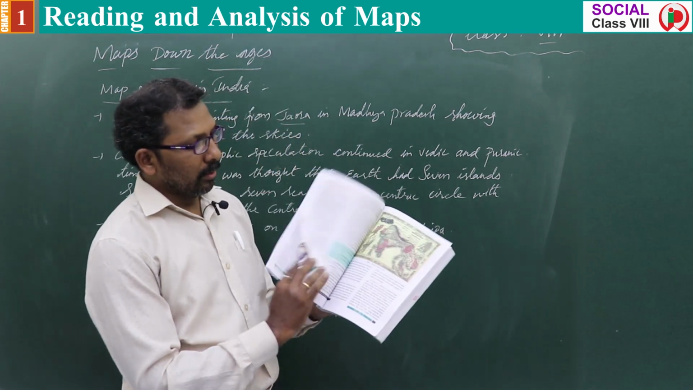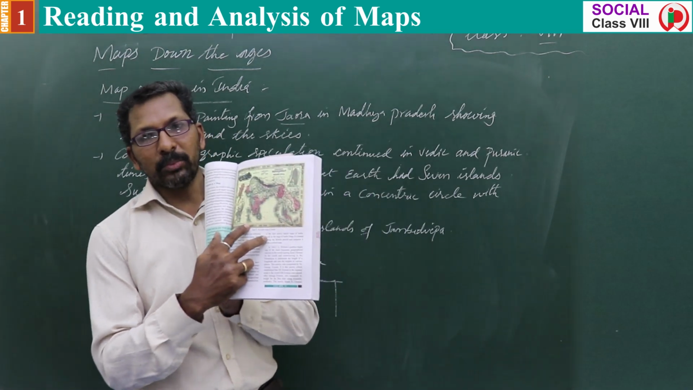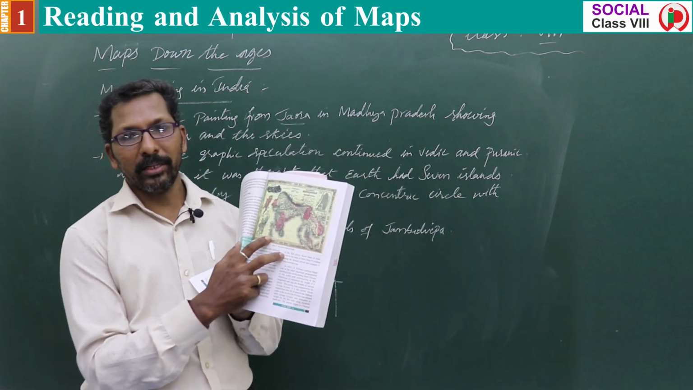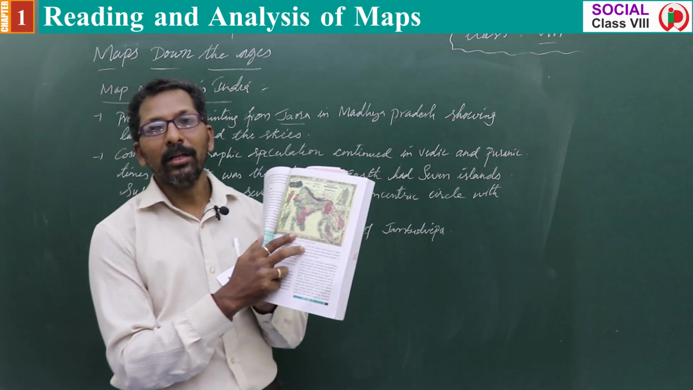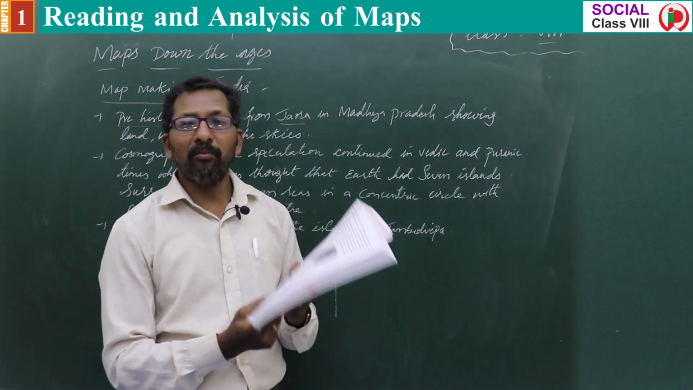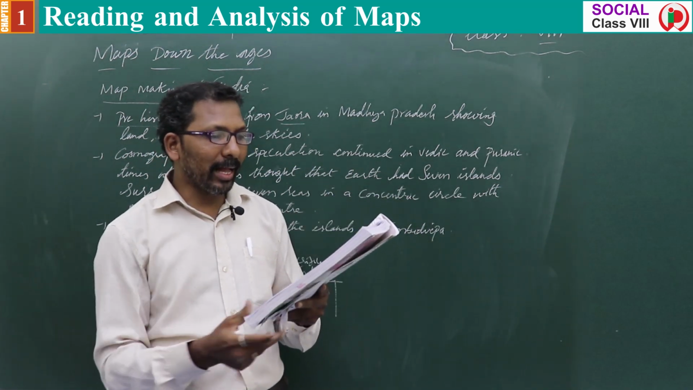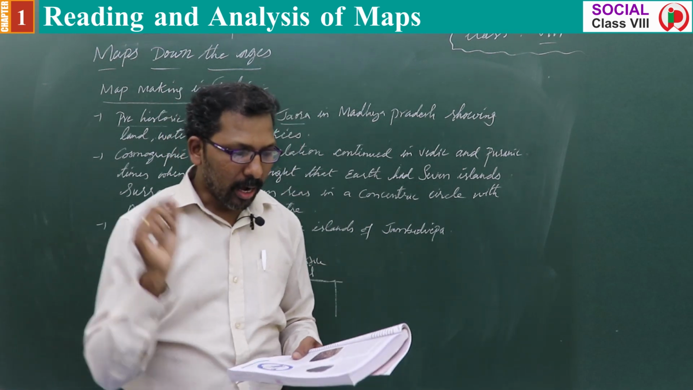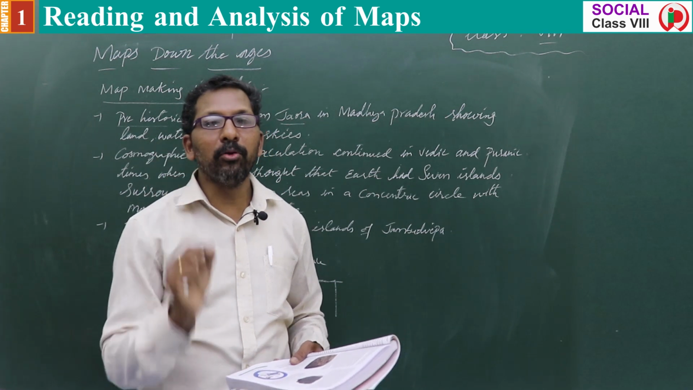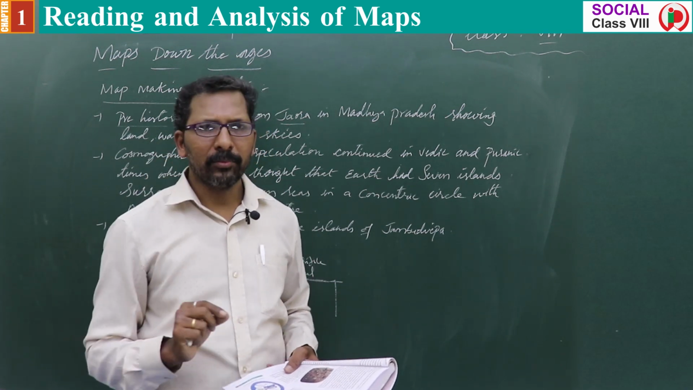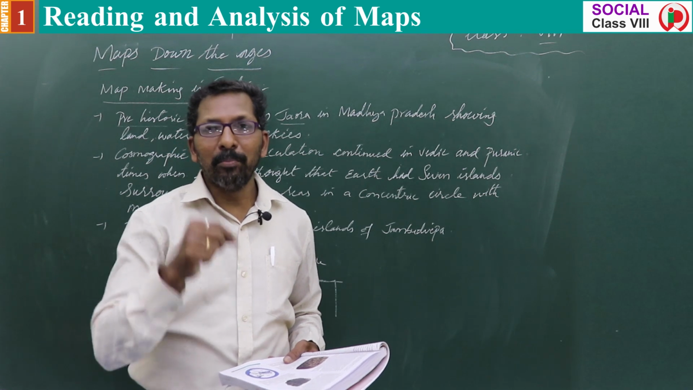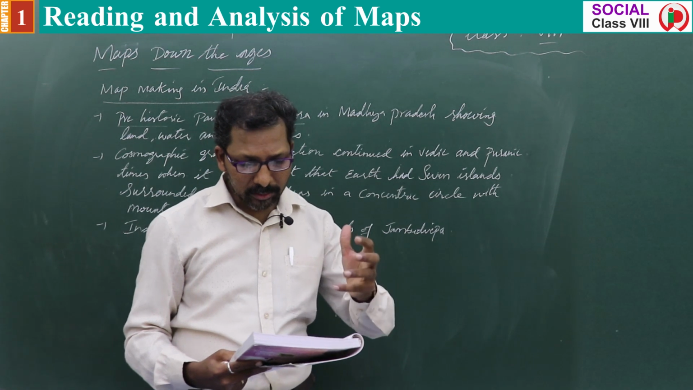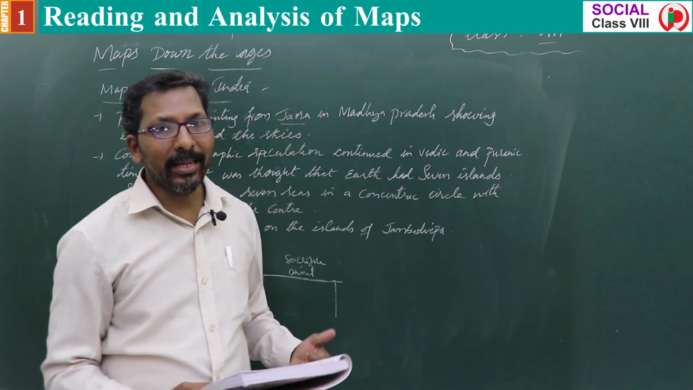For example, here is the map which was prepared by the Britishers on page number 7, right. You can see here this particular map was prepared by the Britishers. They prepared various types of maps. Unfortunately, most of these maps are lost and only a few have survived. So this is about map making in India.